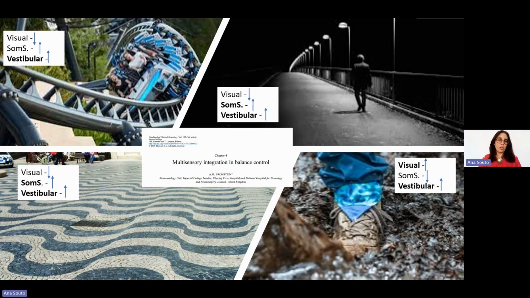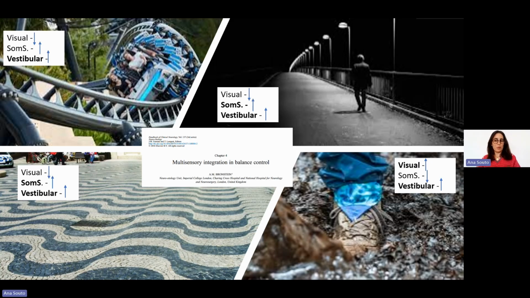In the first example, we see people on a roller coaster. In this situation, the vestibular system is going to need to compensate for the lack of visual information. Visual information here is not going to give us much. Most people will have their eyes closed. And so we need to compensate, and the vestibular system, which gives us information regarding linear and angular acceleration of the head, is going to at least let us still have some postural orientation when we are in such a challenging situation.